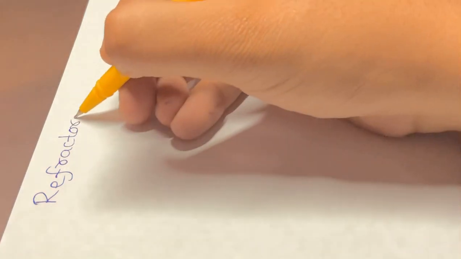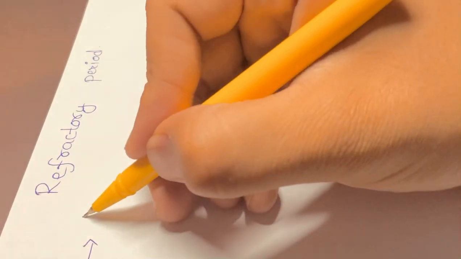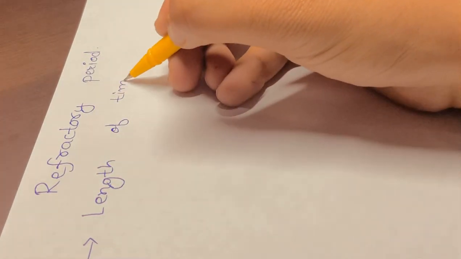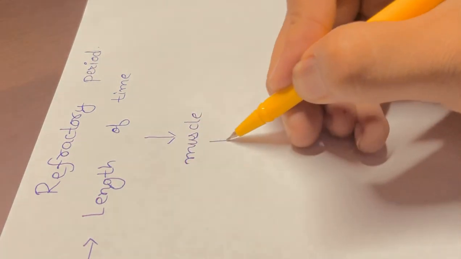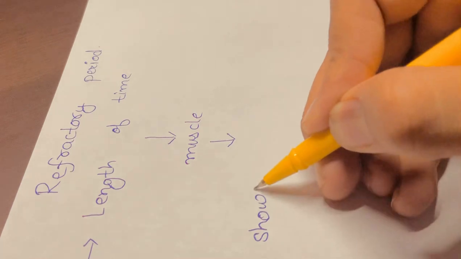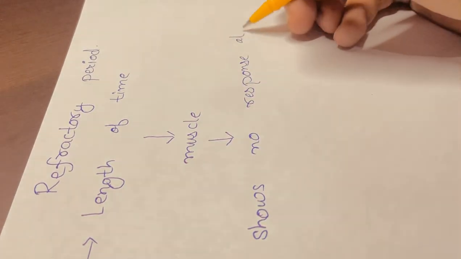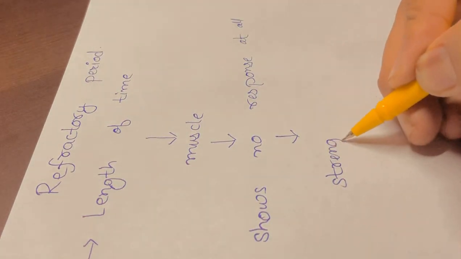Hello everyone. Today we are going to discuss refractory period. Now what is this refractory period? So refractory period is nothing but a length of time in which a muscle shows no response at all, whatever may be the strength of stimulus.